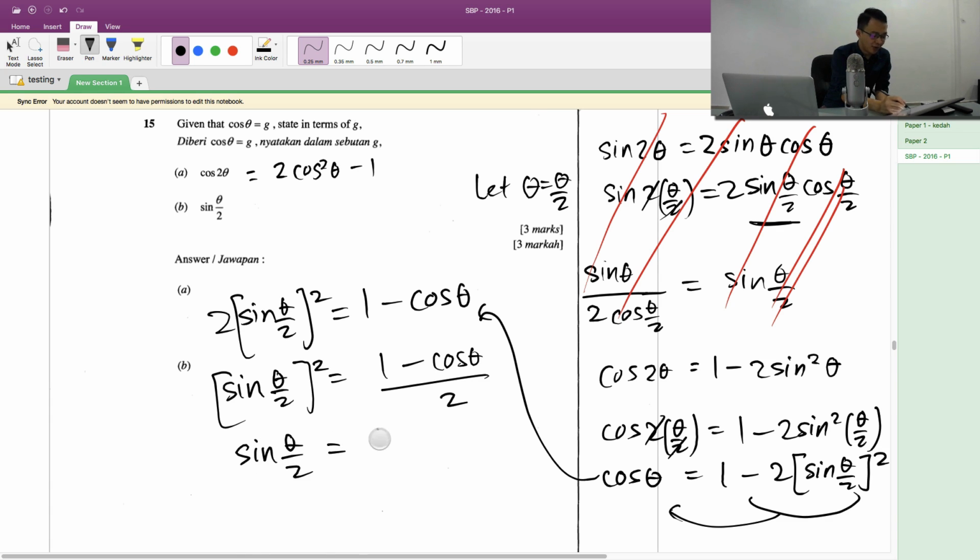And I know my cos, isn't it? My cos equals g. So it's the square root of 1 minus g over 2. This should be the final answer.